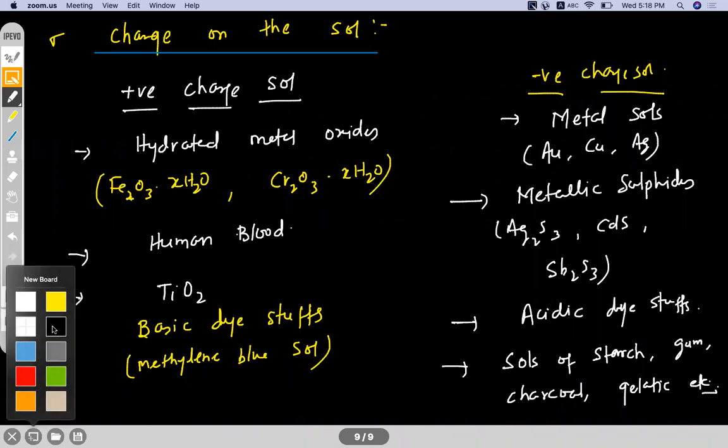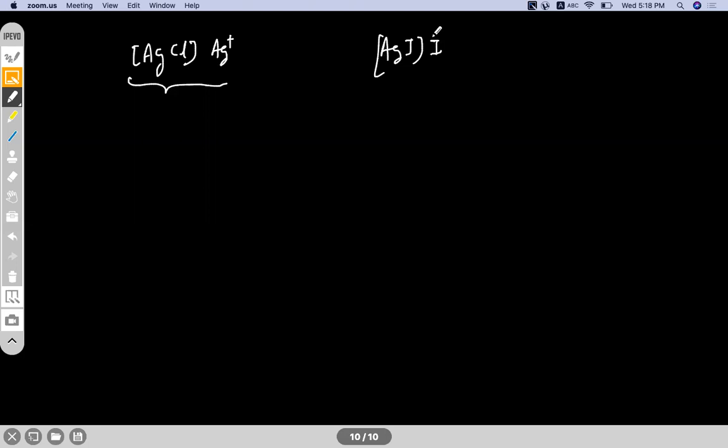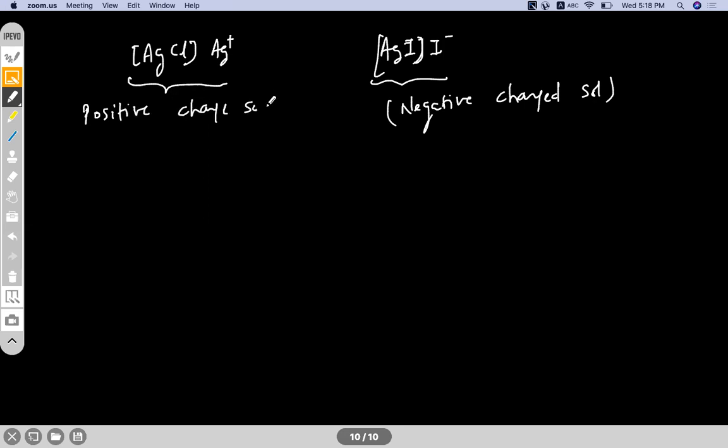Now, the positive charge sol of AgCl, we used to write like this, AgCl, right? And we have Ag plus like this. This is the positive charge sol, Ag plus surrounded by this AgCl. If you have AgI, it's surrounded by I minus. We used to write this as the negative charge sol. So you must understand how to write this. This is the positive charge sol.